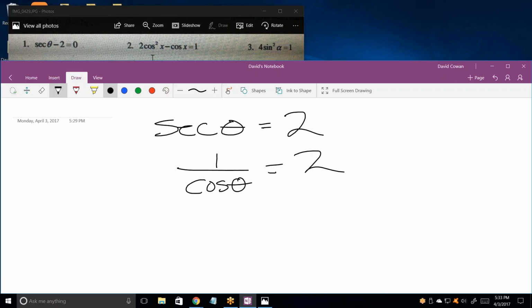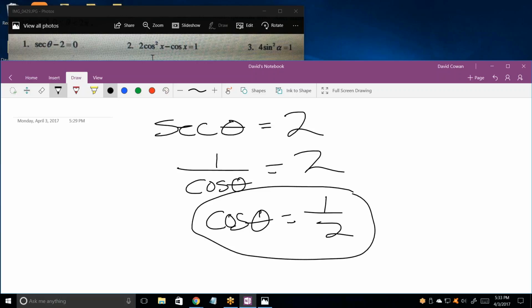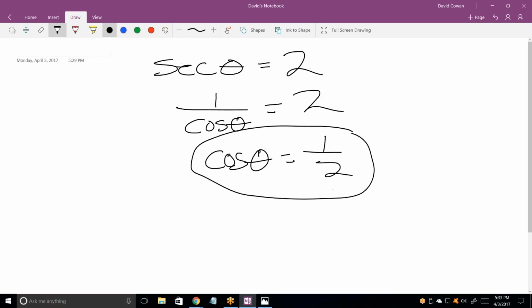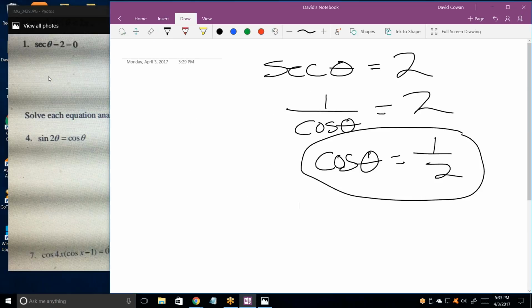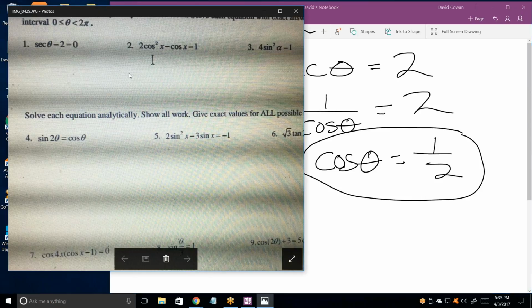Now do the algebra. What's cosine of theta got to be equal to? Like one half. There you go. Now that's an easy problem, right? Yeah, compared to what we were looking at in the beginning. Well, first of all, let me look at your problem again. Do they put any domain on these? Yeah, 0 to 2 pi.